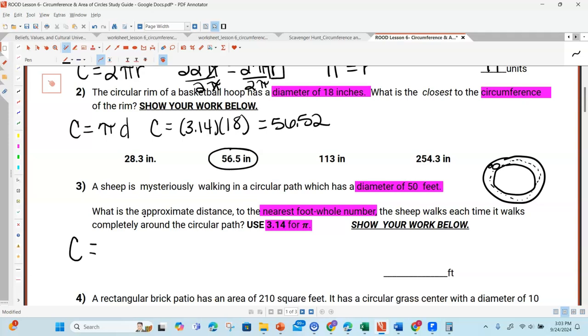I know that I'm going to be using a circumference formula. I was given the diameter, so I can use pi times d. 3.14 times the diameter, 50, gives me 157. So it's going to be 157 feet.